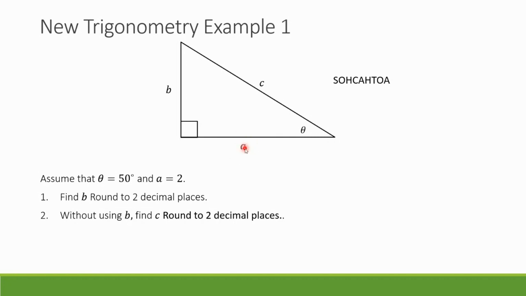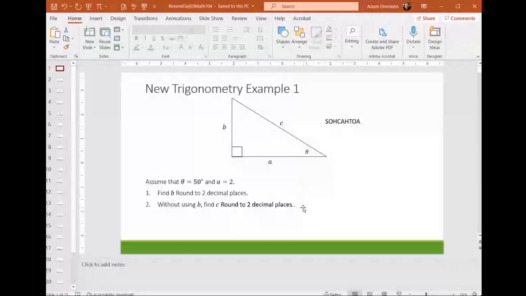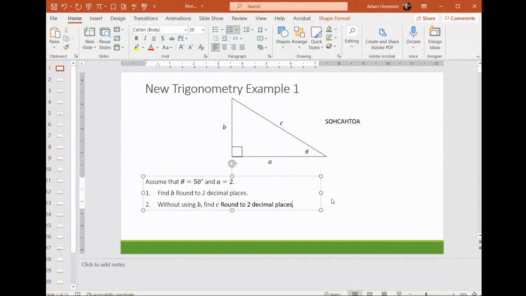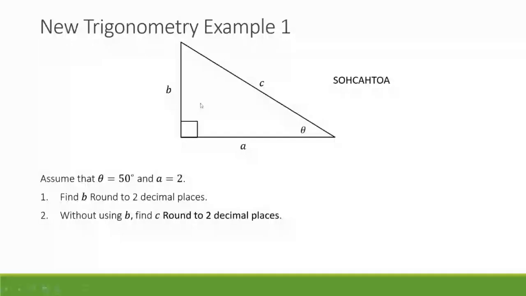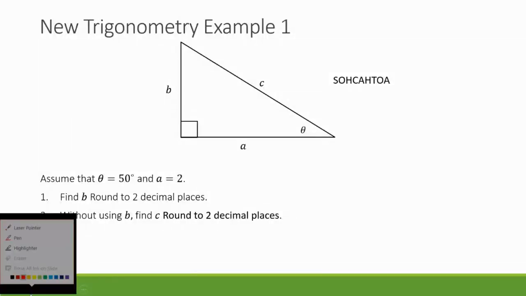Now, what we want to do is figure out the length of side B and the length of side C. But we're not going to use Pythagorean's theorem. We're only going to use trigonometry. That's why SOHCAHTOA is here. Now how are we going to do that? Well, we have to figure out which trig functions we want to use. That's really the hard part. Once you do that, the rest of it's not that bad. It's just unfolding definitions, so to say.